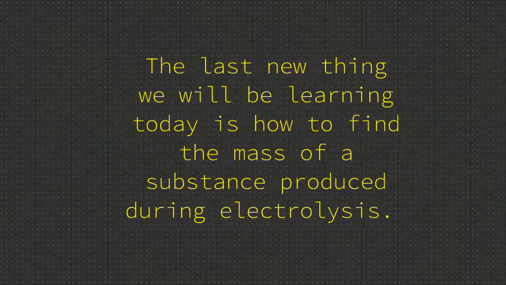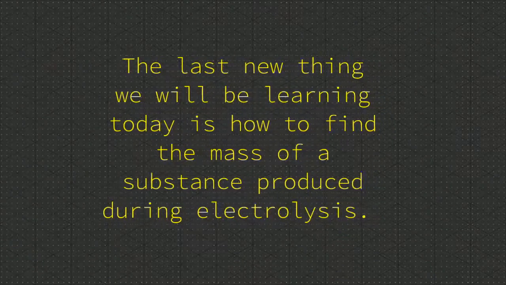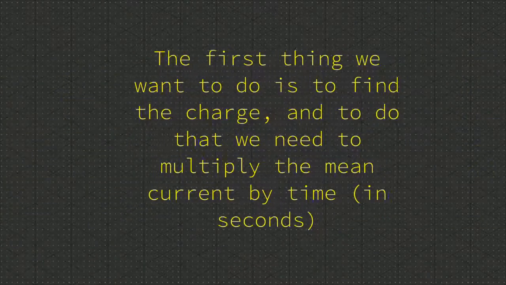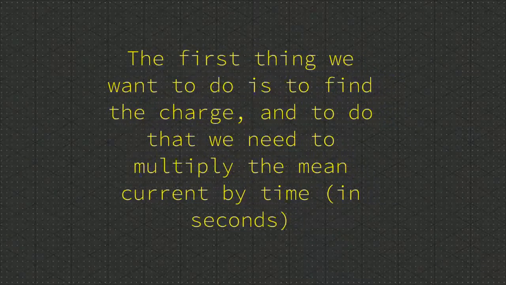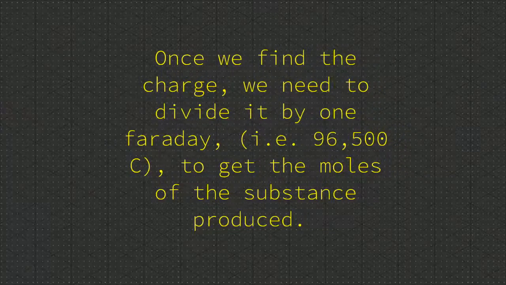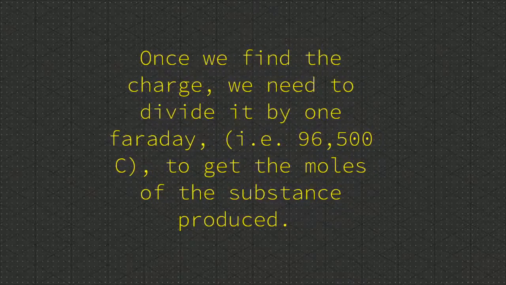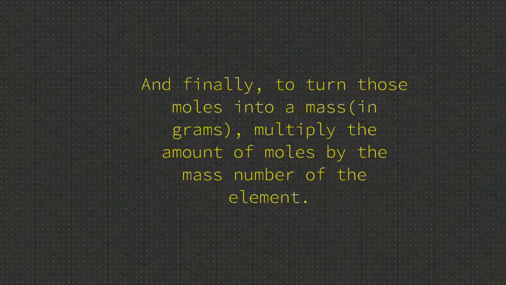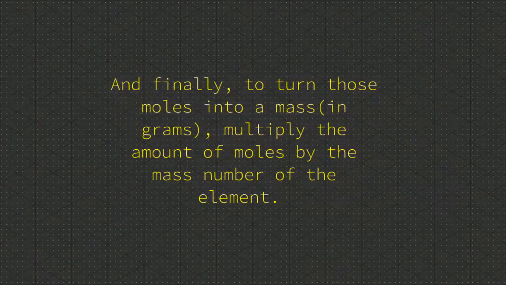The last new thing we'll be learning today is how to find the mass of a substance produced during electrolysis. The first thing we want to do is to find the charge, and to do that we need to multiply the mean current by time. Once we find the charge, we need to divide it by 1 Faraday, in other words 96,500 coulombs, to get the moles of the substance produced. And finally, to turn those moles into a mass, multiply the amount of moles by the mass number of the element. And that is it.